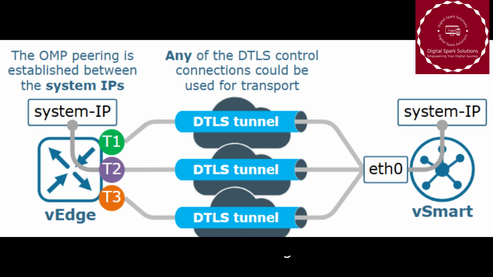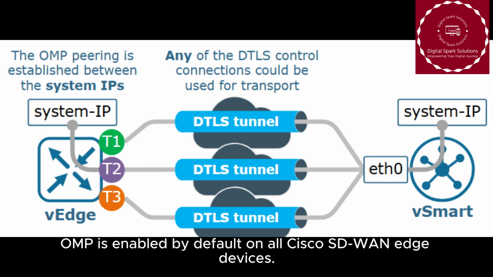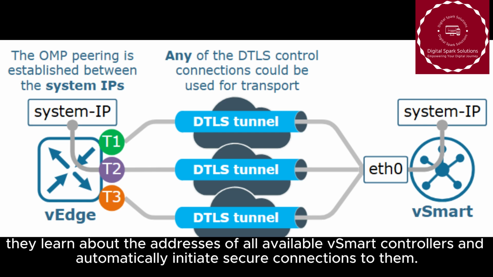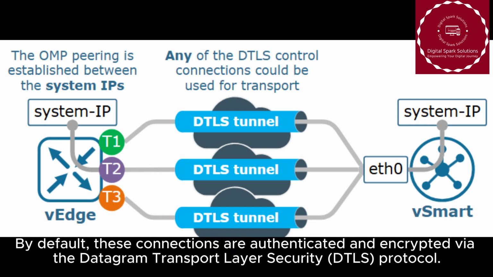OMP Peering. OMP is enabled by default on all Cisco SD-WAN Edge devices. When vEdges go through the zero-touch provisioning process, they learn about the addresses of all available vSmart controllers and automatically initiate secure connections to them. By default, these connections are authenticated and encrypted via the Datagram Transport Layer Security, DTLS, protocol.